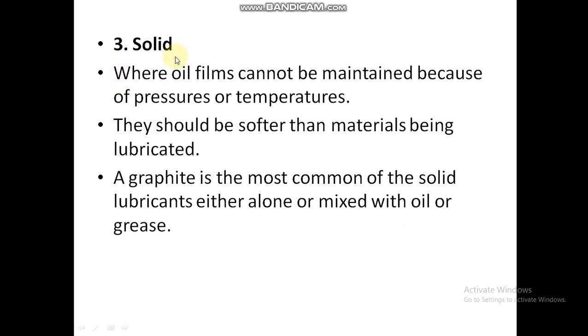Third category is solid lubricant, used where oil films cannot be maintained because of pressures or temperatures. So in conditions where you cannot use oil or grease as a lubricant, you will use solid lubricants. They should be softer than the materials being lubricated. The example of a solid lubricant is graphite. Graphite is the most common of the solid lubricants, either alone or mixed with oil or grease.